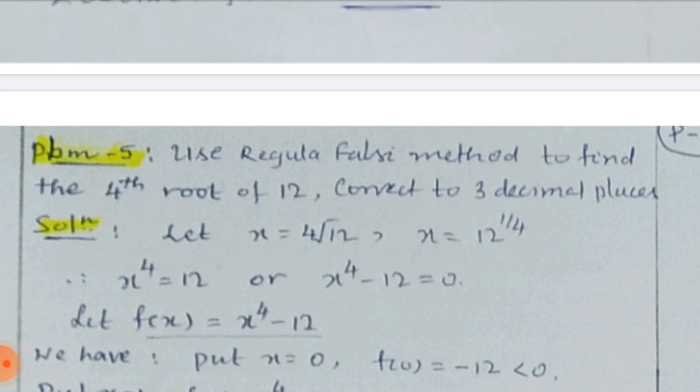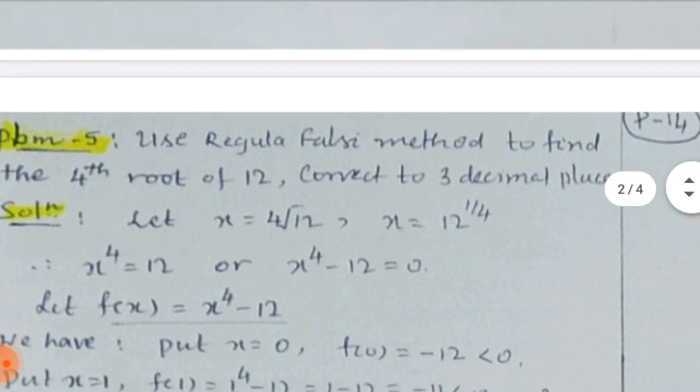You got an idea. Okay, next problem. Fifth one. Use regula falsi method to find the fourth root of 12, correct to 3 decimal places.